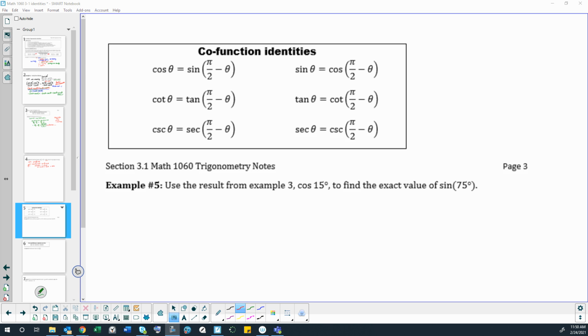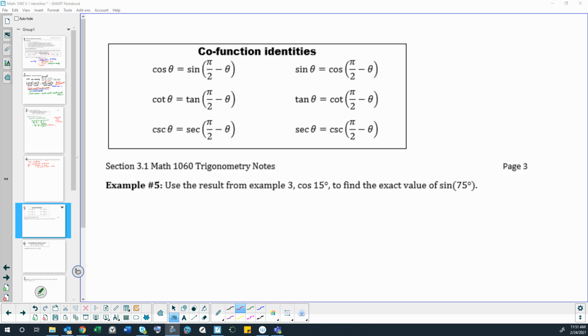We have our cofunction identities, and these are simply saying that the cosine of an angle is the same as the sine of its complementary angle. So to find a complementary angle, we take 90, or in this case pi halves, and we subtract the angle that we have, and that gives us another angle so that our two angles add up to 90, or pi halves, and we can call those complementary angles. So cofunction identities follow this rule.